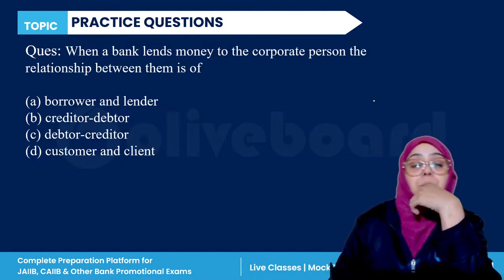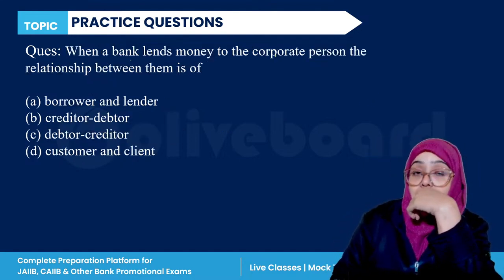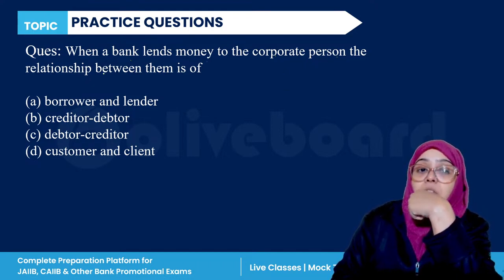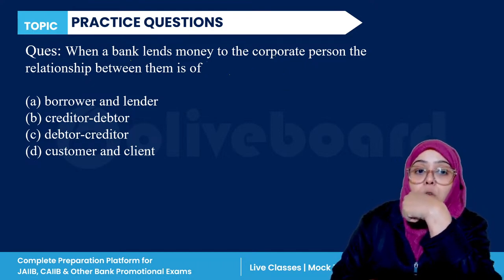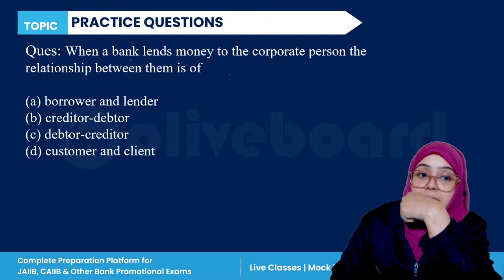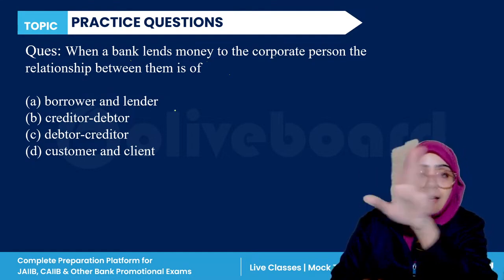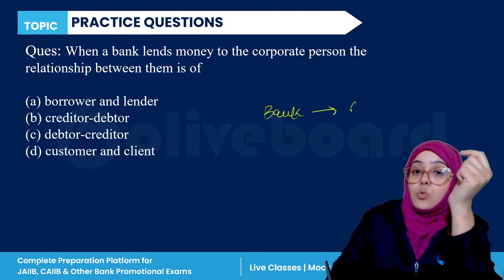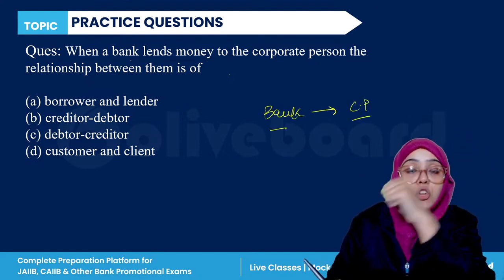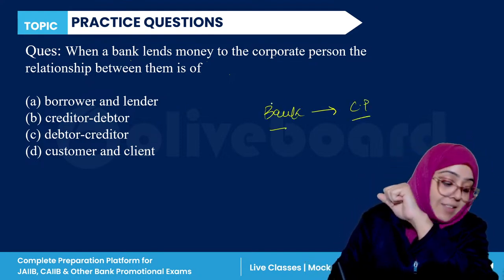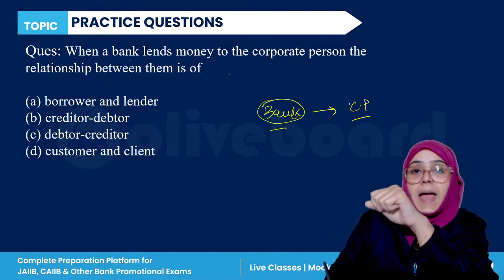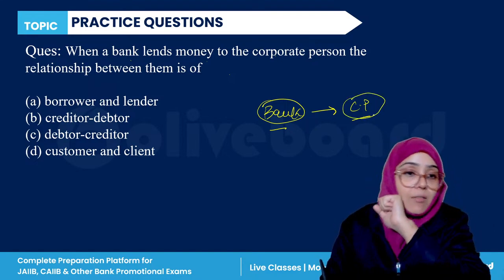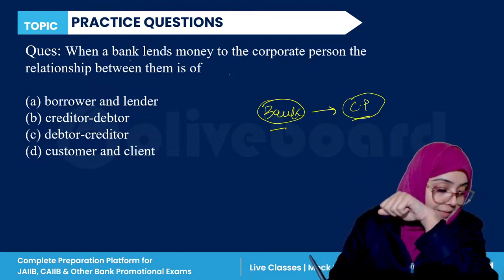Good. Next question. When a bank lends money to the corporate person, the relationship is of borrower lender, creditor debtor, debtor creditor or customer client. Everyone, bank is giving money to the corporate person, so the relationship here is, because the bank is giving money, bank is what, and the corporate person is called as what? Everyone, please answer this question. Very easy.